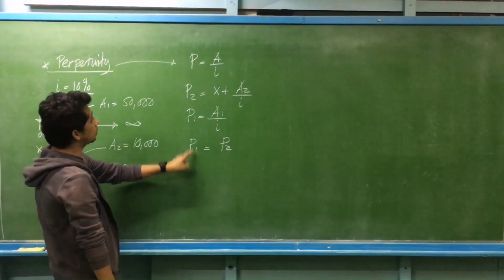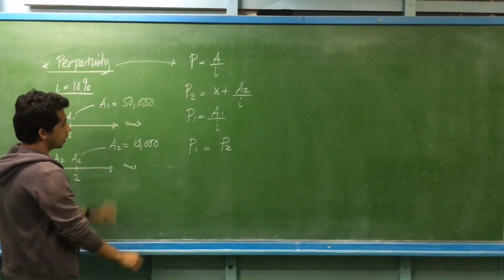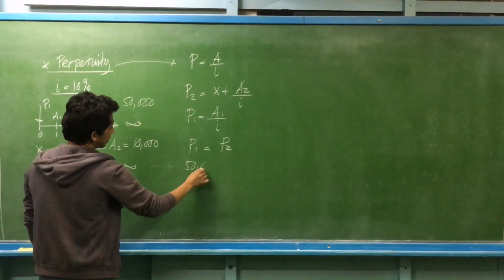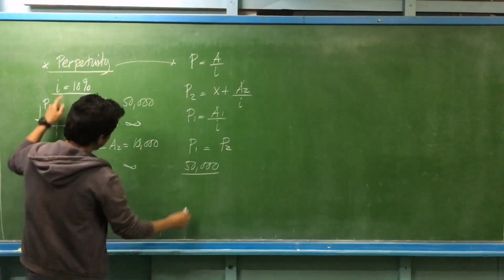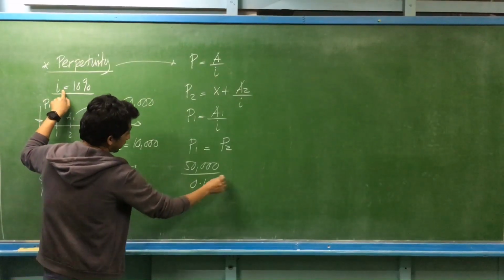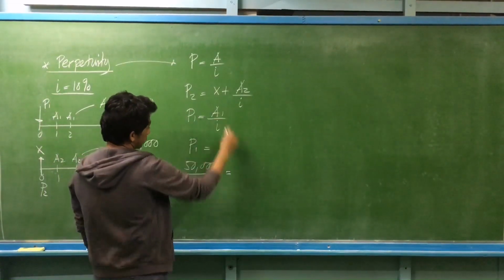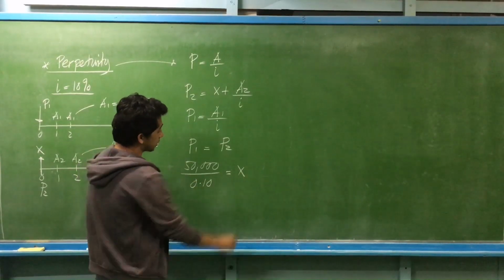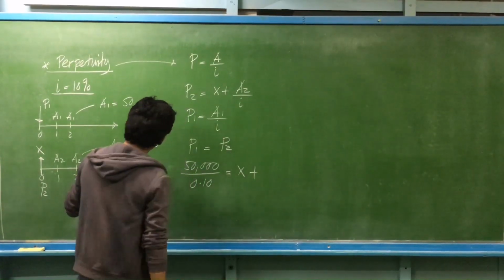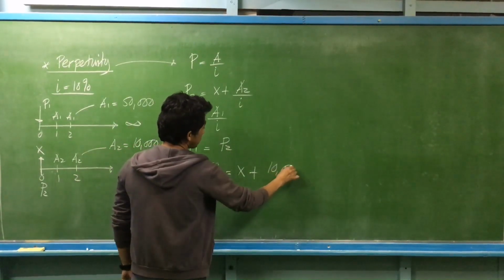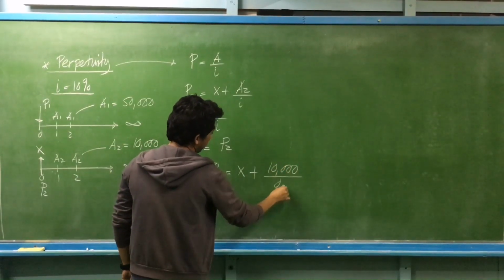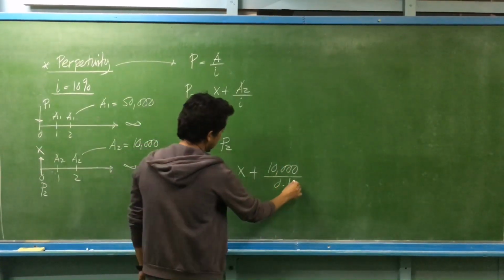So what is present amount of perpetuity? Annuity. That is annuity 1. We have 50,000. The given rate is 0.10 equal to, that is yung immediate expenses X plus annuity number 3 is only 10,000. This is divided by 0.1 or 0.10.